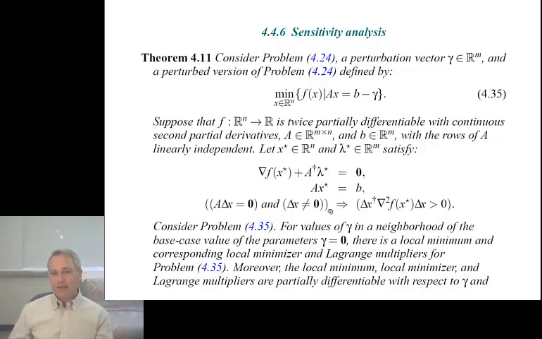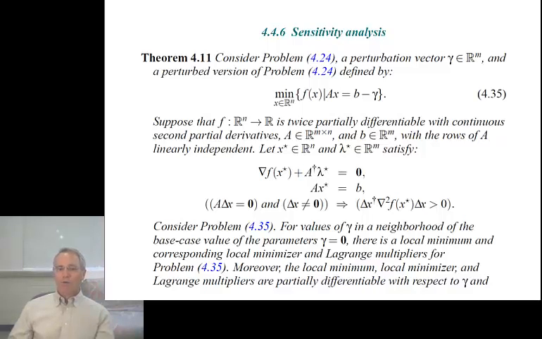Well, if these conditions are satisfied, then for values of gamma in a neighborhood of gamma equal to 0, in other words, for some open set containing gamma equals 0, we'll find that if we plug a value of gamma in that open set into problem 435 and solve problem 435 for that perturbation value, there will be a local minimum of the perturbed problem. There'll be a local minimizer and Lagrange multipliers.